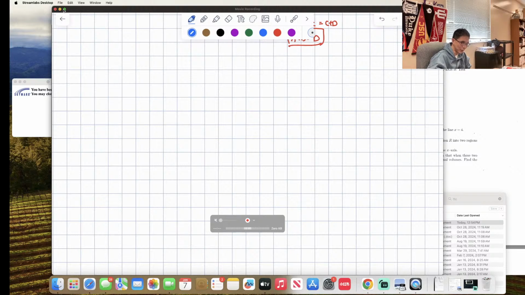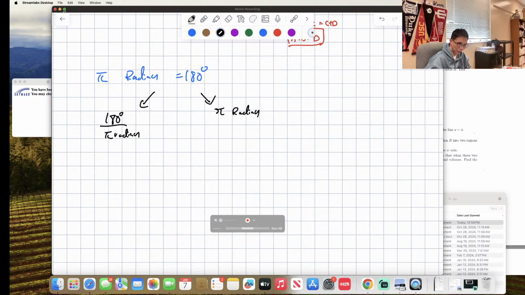But let's start with pi radian equal to 180 degrees. And this is known as a conversion ratio. You can convert from one to the other, but it's going to produce two conversion ratios. One is 180 degrees over pi radian, and the other one is pi radian over 180 degrees.